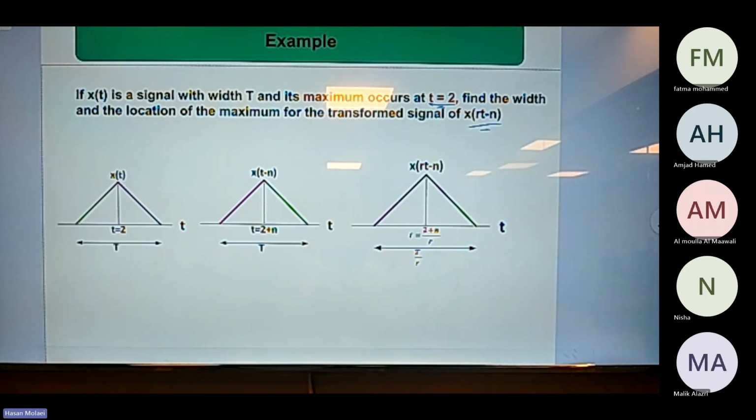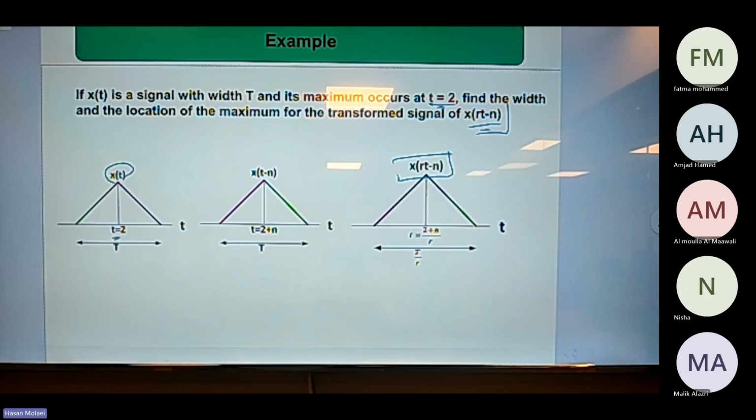Where would be the maximum of x(Rt − n)? It should be t by n. Oh no, I think the concept: if the maximum value of x(t) is at t equal to 2, find the maximum value of x(Rt − n).